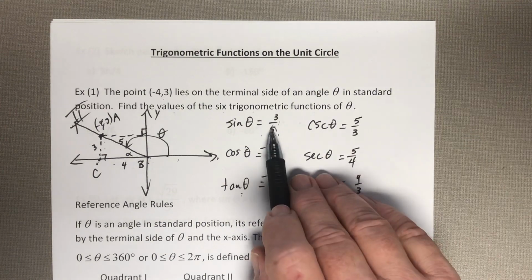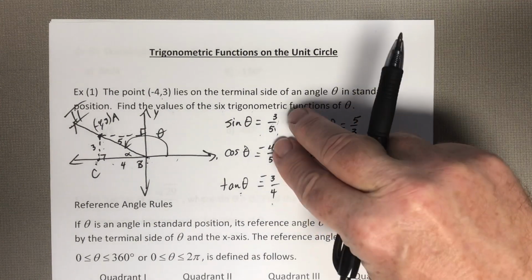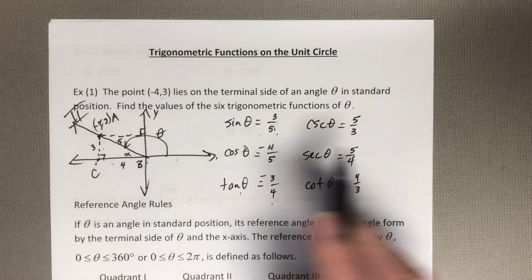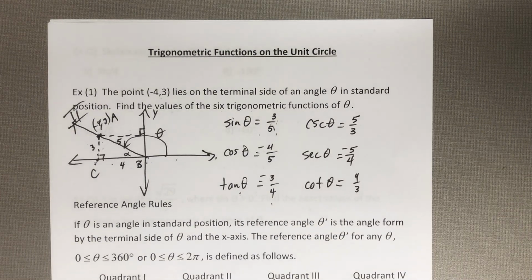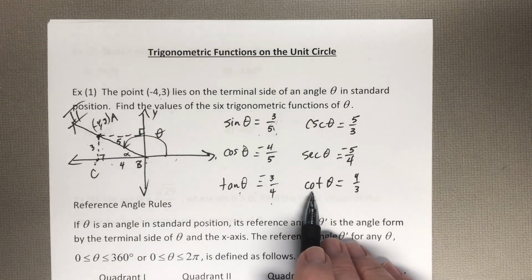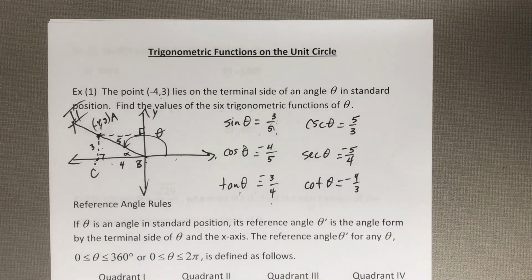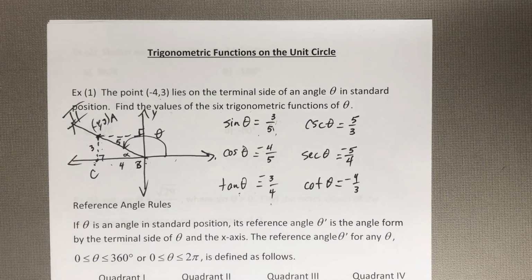The cosecant is the reciprocal of this sine, and when you reciprocate a positive, you get a positive. And when you reciprocate a negative, you get a negative, so the secant would be negative 5/4. And then when you reciprocate negative 3/4, that would give you negative 4/3. So there are all 6 trigonometric functions of that theta.